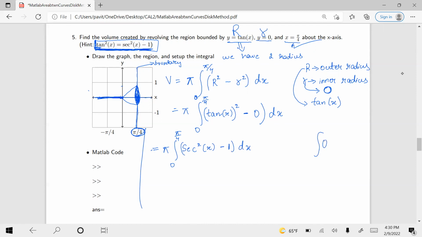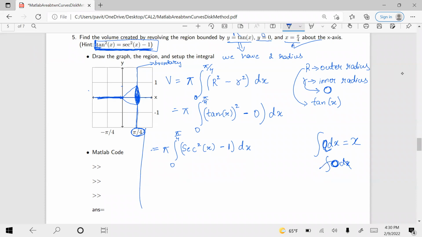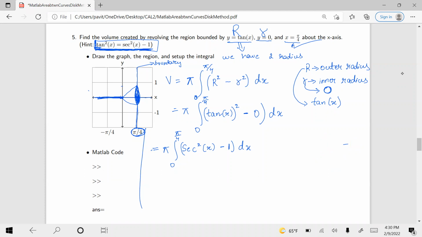Now you can ask me, why can't I write it like this? 0 is a constant, right? But when you multiply 0 into dx, it just gives you 0. If you do not have dx next to the 0 or next to anything, you cannot integrate the function. That's the reason we have 0.